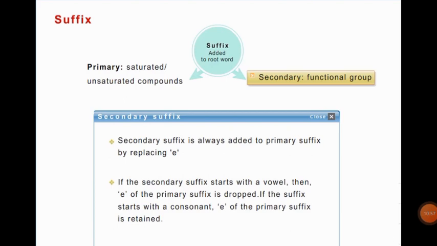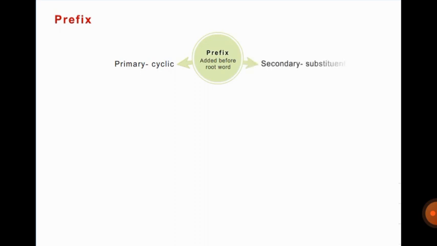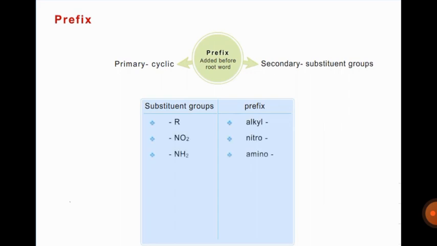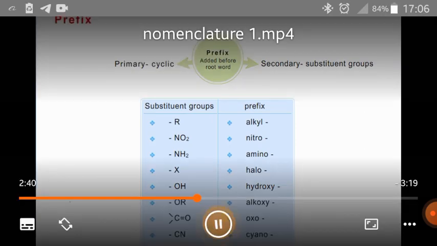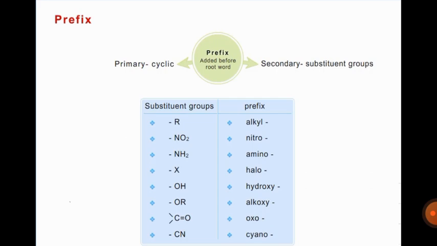Now, let's talk about the prefix. The prefix is added before the root word. It could be primary or secondary. Primary will talk about cyclic or acyclic. Secondary will talk about the substituent groups. The substituent groups are given like this.